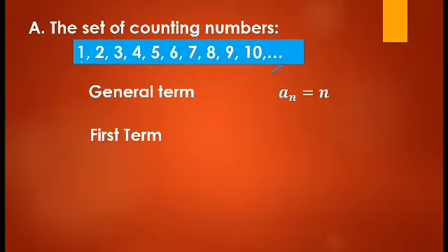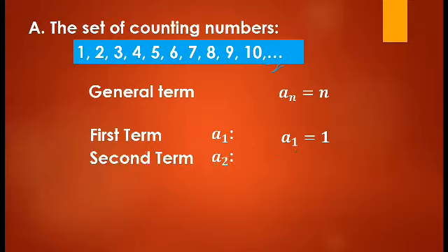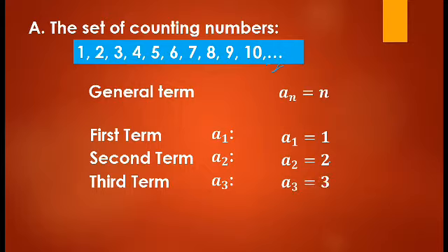Okay, first term, we denote the first term as A sub 1. A sub 1 is equal to 1. We substitute the term here dito sa ating letter N. No? Isa-substitute lang po natin. For the second term, we denote the second term as A sub 2. Kung ano yung number dito sa ating sub number, ayun po yung isa-substitute natin kay letter N. So, our second term is 2. A sub 2 is equal to 2. And the third term, we have A sub 3 equals to 3. For the fourth term, we have A sub 4 equals 4. Okay, so on and so forth.